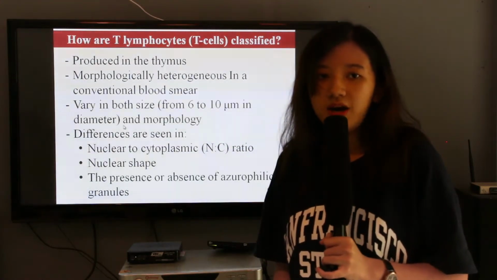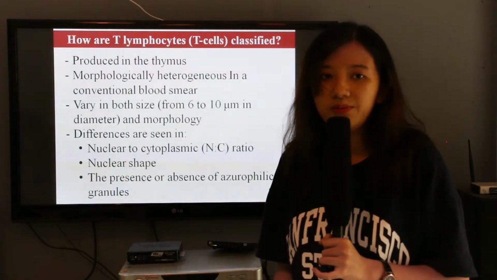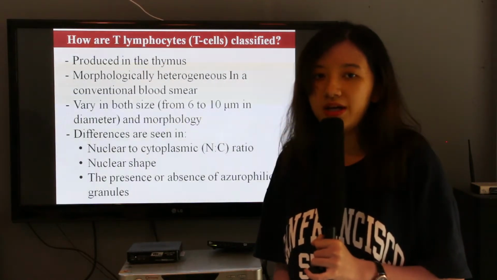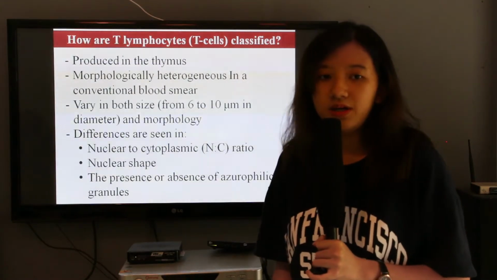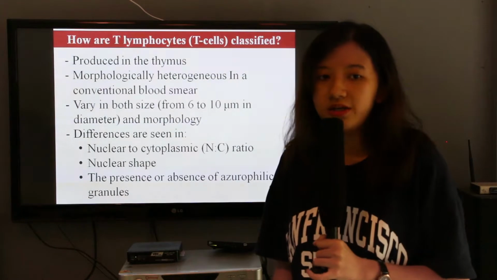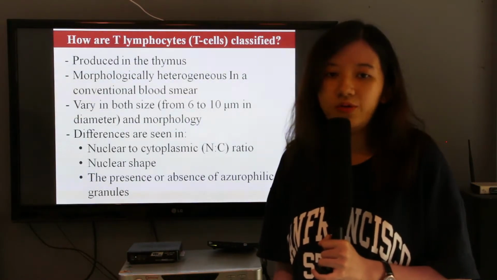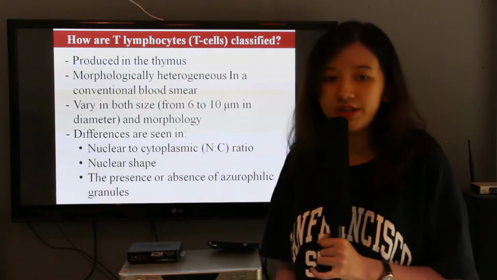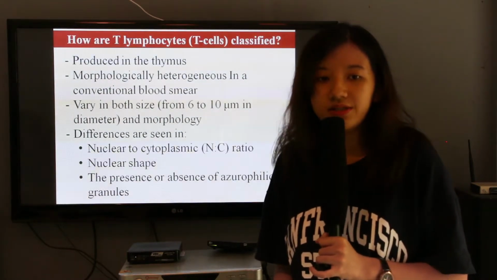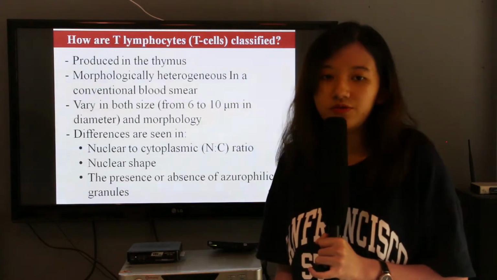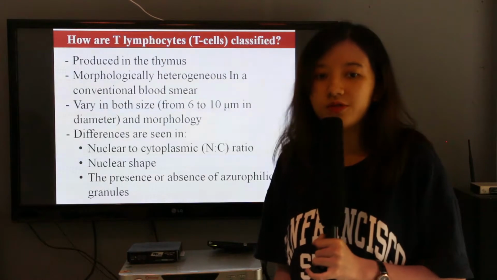T cells are produced in the thymus, and they require antigen to be processed and presented to them by specialized APCs. There are two types of morphological lymphocytes. The first type is relatively small, typically agranular, and has a high N:C ratio. The second type is larger, has a lower N:C ratio, and contains cytoplasmic azurophilic granules, and it is known as the large granular lymphocyte.